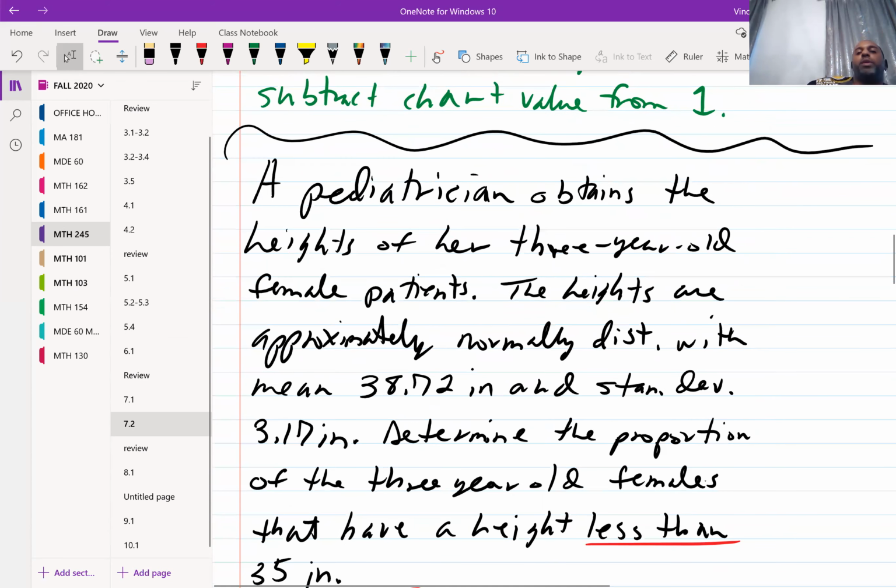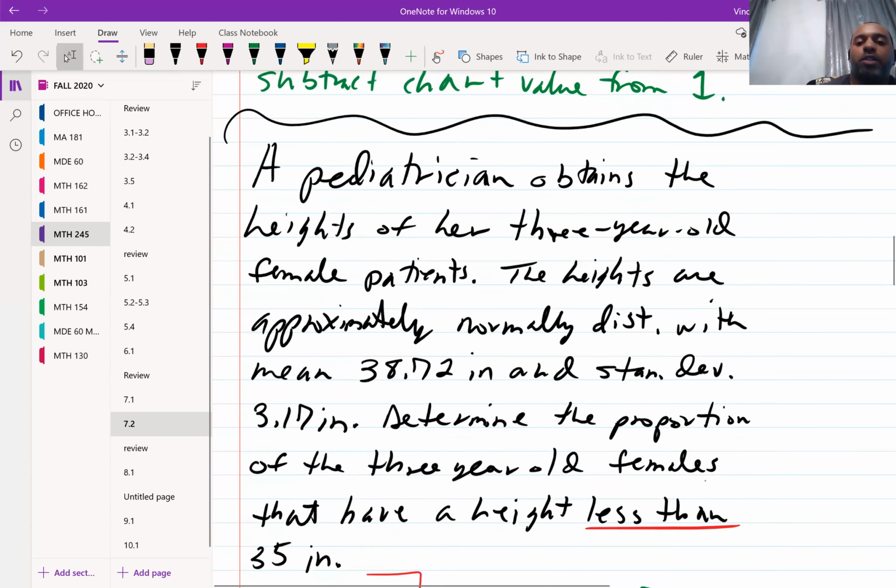All right, so a pediatrician obtains the heights of her 3-year-old female patients. The heights are approximately normally distributed with mean 38.72 inches and standard deviation 3.17 inches. Determine the proportion of the 3-year-old females that have a height less than 35 inches. I'll give you guys a chance to write that down.